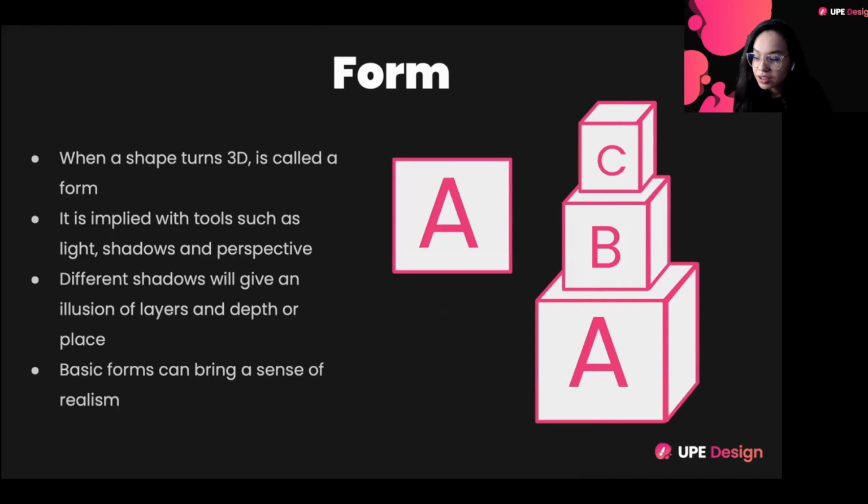So we have a form. Form is when a shape is turned into a 3-dimensional area. We call this a form. It's implied. You imply form in your design with light, shadows, and perspective. So different shadows will give a different feel and a different layer of depth or distance. Basic forms can bring a sense of realism into your work. So if you want something to realistically mock something that's in the real world, you can add form.